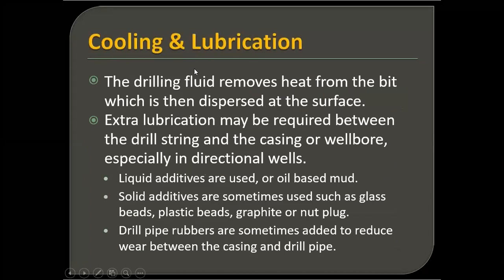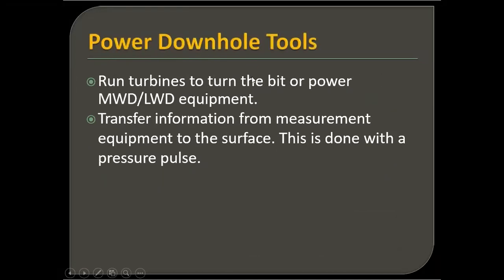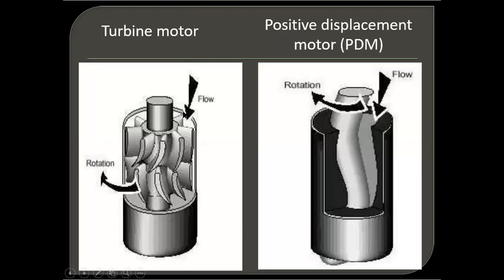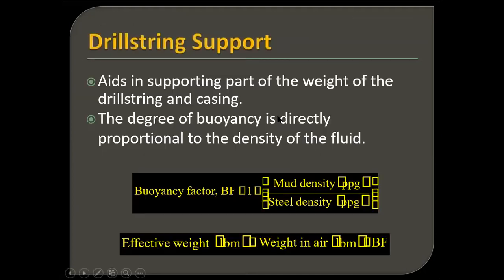These are some of the functions that we discussed, which is the cooling and lubrication. It removes the heat from the bit, which is then dispersed at the surface. Extra lubrication, and helps the power, and these are the nozzles. Helps the bit to rotate, because the bit is designed in such a way that when high pressure fluid comes, it helps to rotate this bit faster than at the surface. Of course, there is a rotation from the drill string and rotary table, but this drilling fluid also rotates this motor.